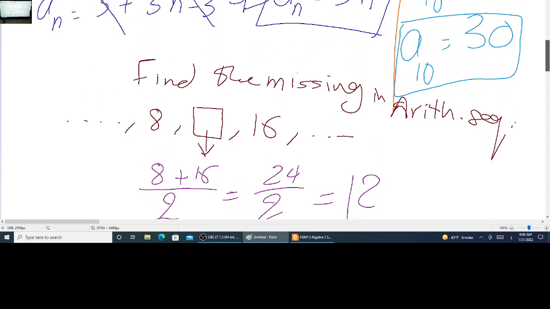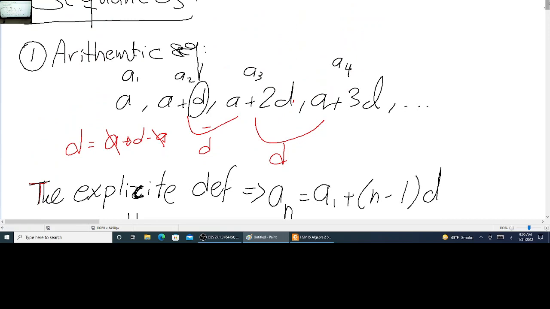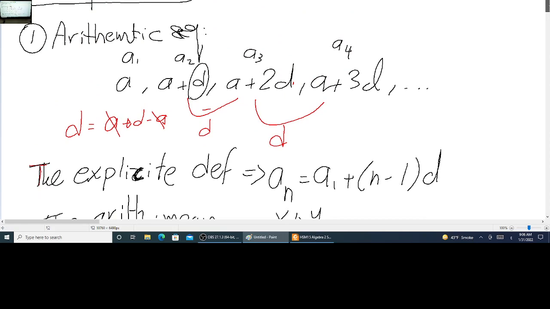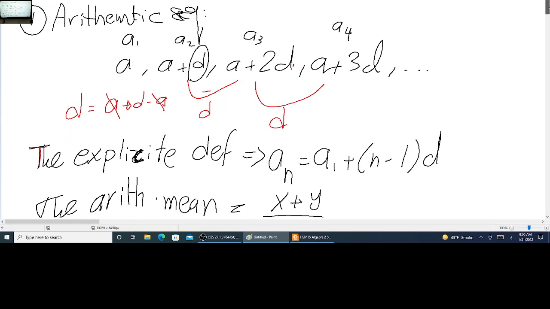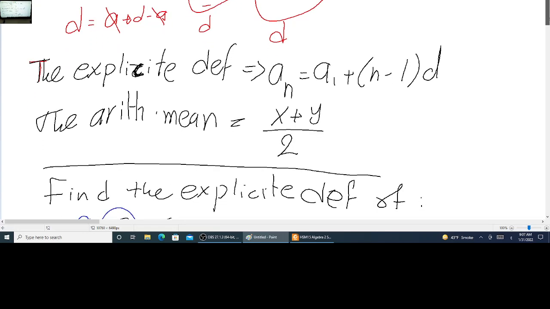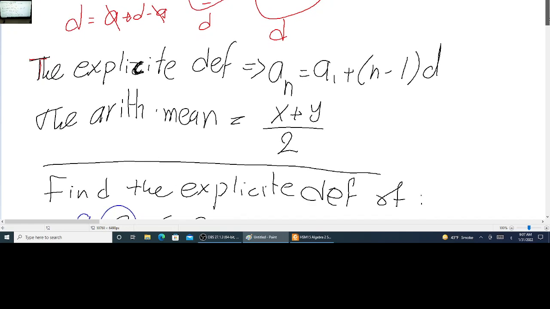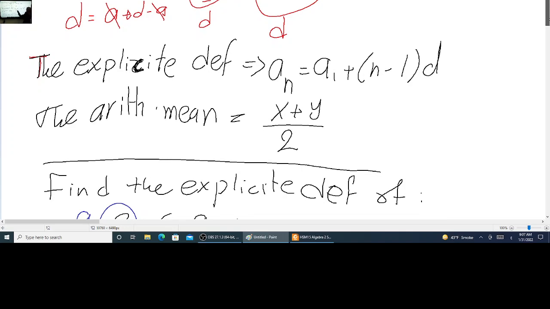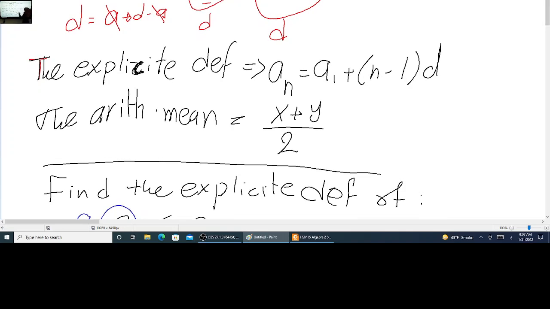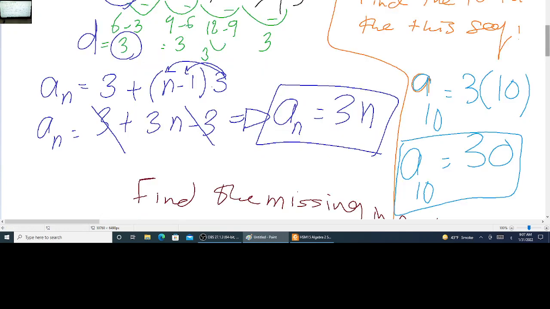Okay, this is everything about arithmetic sequences. It has a common difference, and the explicit definition is an equals a1 plus d times n minus 1, and the arithmetic mean we can use to find the missing term.